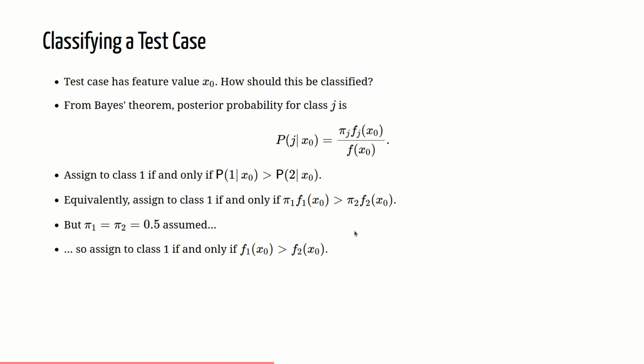And because pi 1 and pi 2 are the same, they're both 0.5, we can get rid of them, and so we're going to assign it to class 1 if the probability of observing the particular margin in class 1 is higher than the probability of observing that same margin in class 2.